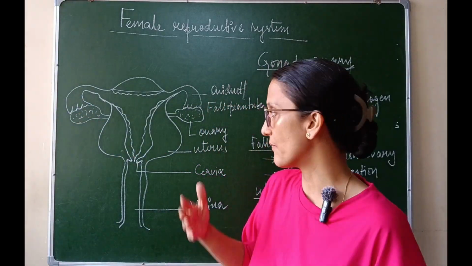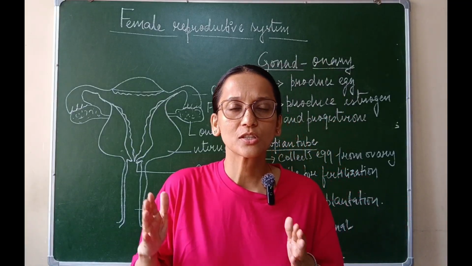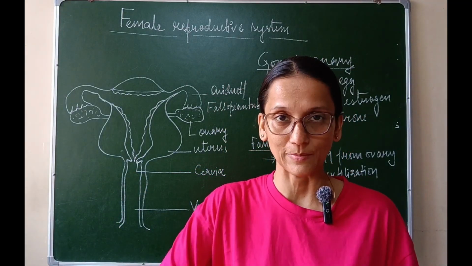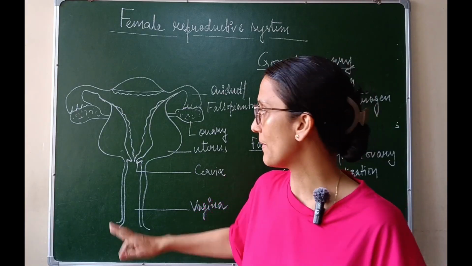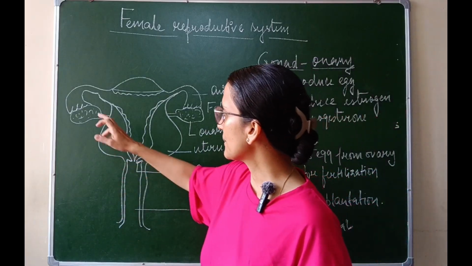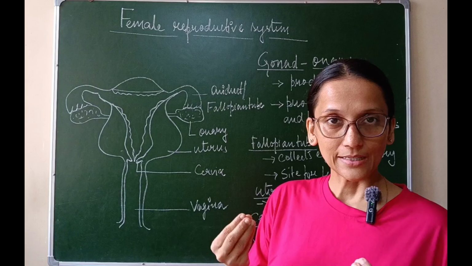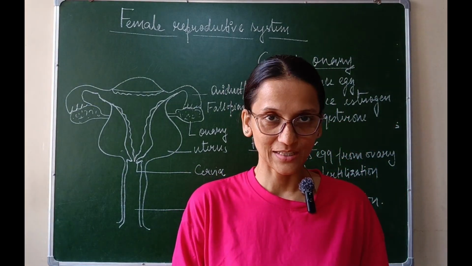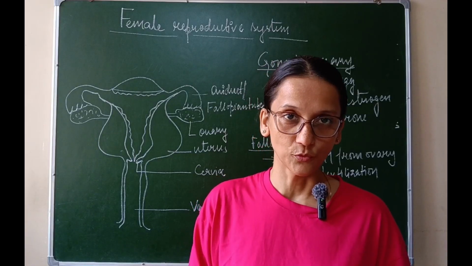Now this egg can come from the left ovary or it can come from the right ovary. And this process will continue throughout the reproductive phase of the female. So every month the female will produce one egg from either of the ovaries, and this egg will be collected by the fallopian tube. The egg, or the female gamete, cannot move, unlike sperms.